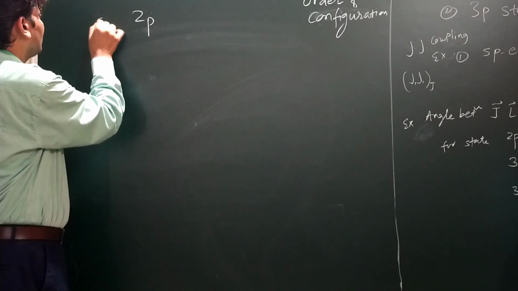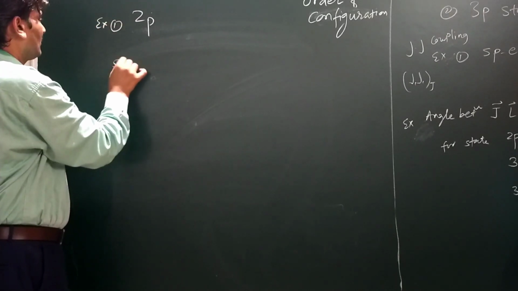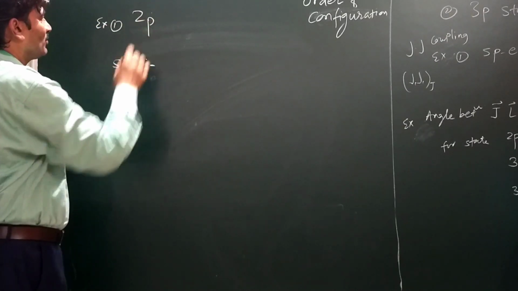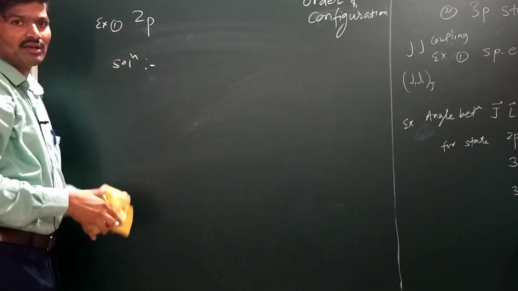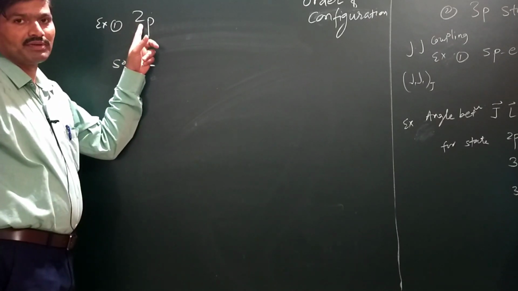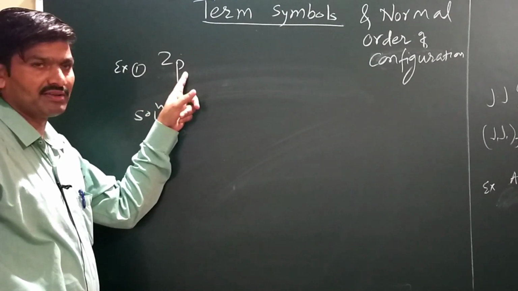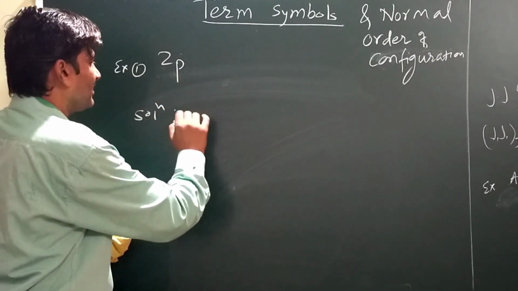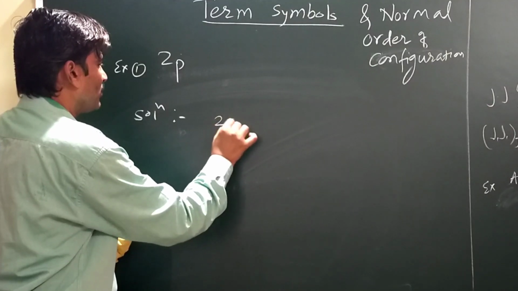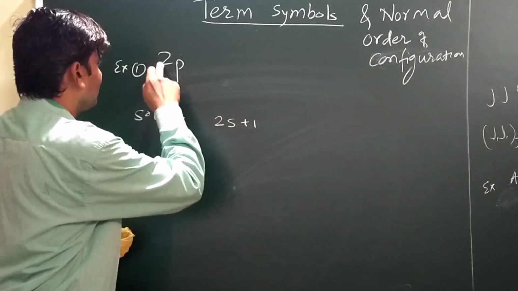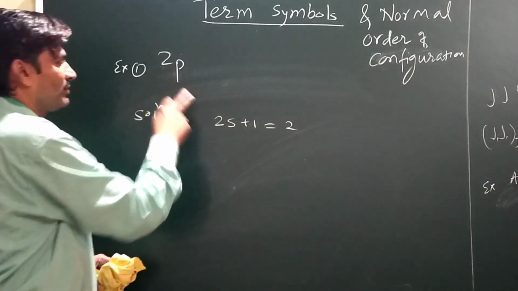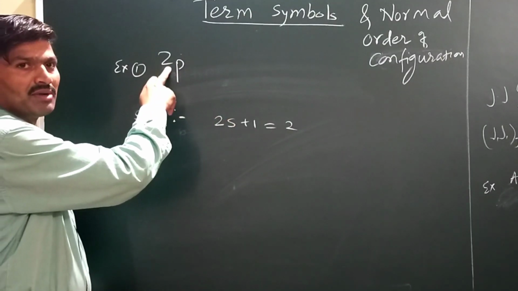So as we know, the superscript is the value of multiplicity. So what is the value of multiplicity? The multiplicity value is 2S plus 1 equal to 2. So this 2 value is nothing but the multiplicity.